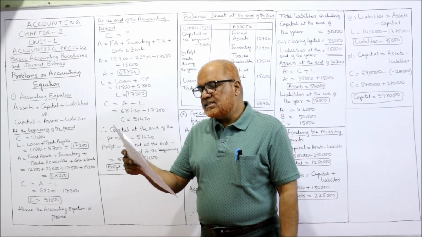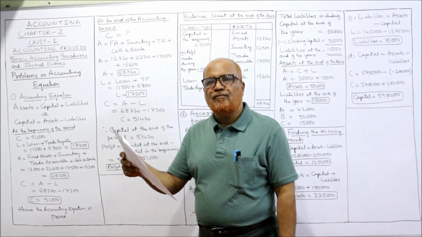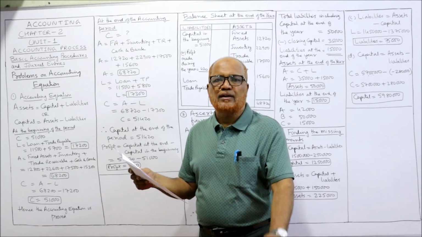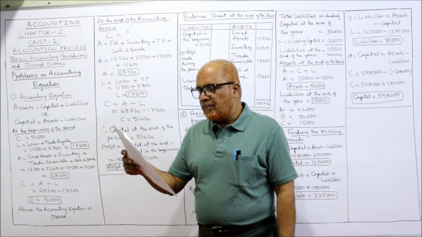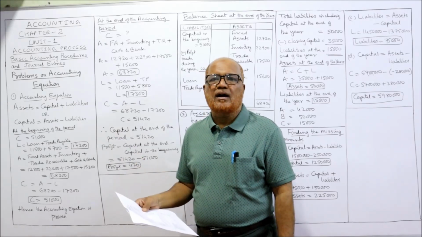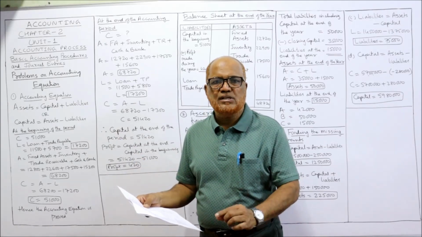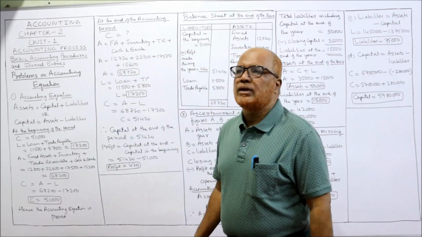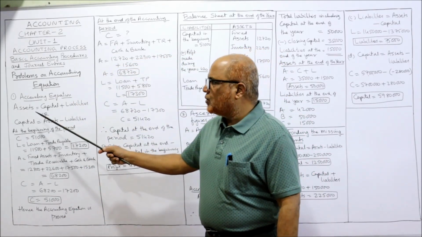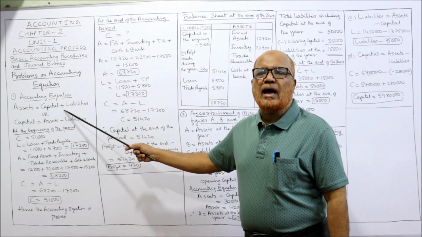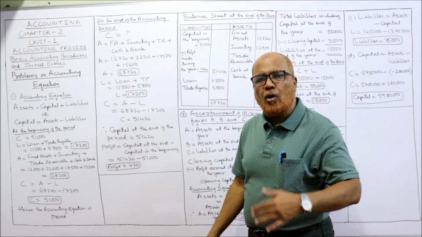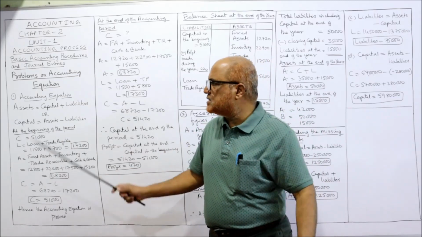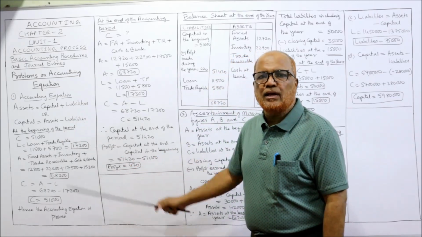First question: reset the equation and find out the profit. Second, prepare the balance sheet at the end of the accounting period. So these are the two questions. Now, first of all, we will write down the accounting equation. The accounting equation says assets is equal to capital plus liabilities, or we can say capital is equal to assets minus liabilities. This is the accounting equation.